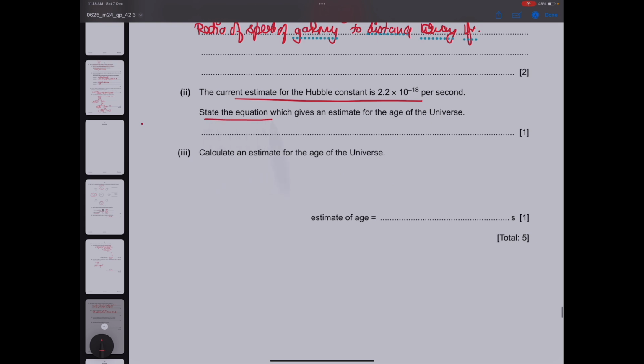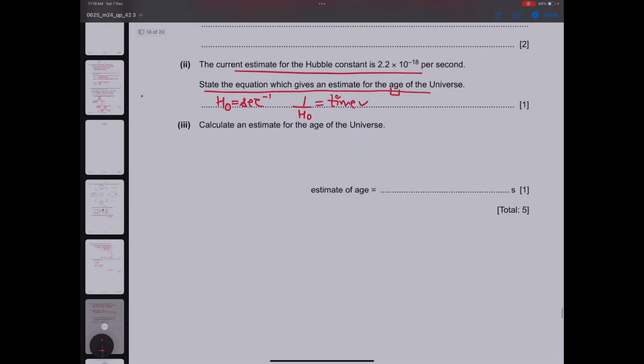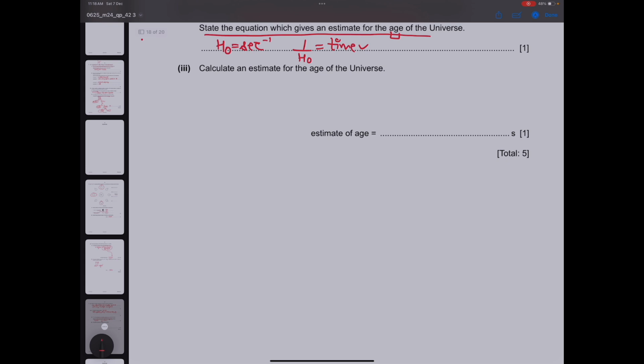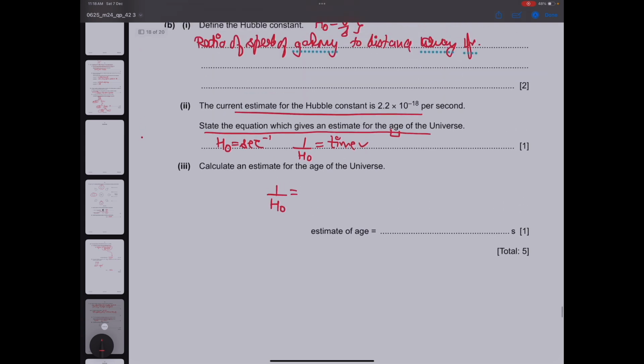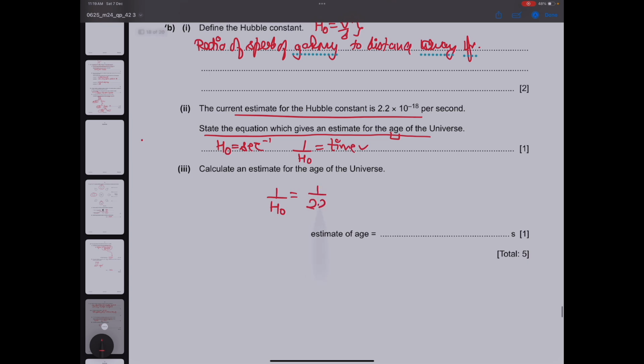State the equation which gives an estimate for age of universe. Now, age of universe means time, and you know that Hubble's constant is second inverse. Just look at the unit here. It is per second. So you just mention that 1 upon H naught will give you the time, right? Calculate an estimate for the age of universe. Now, what you need to do here is just do 1 upon H naught, and Hubble's constant value is given to you. You just solve it.